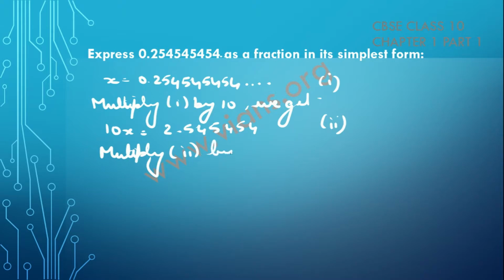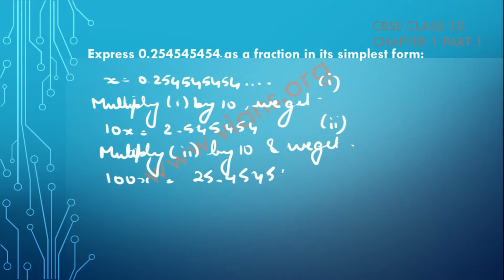We could also multiply 2 by 10, and we get 100x is equal to 25.454545, right? So right now if I subtract this from this, if I subtract 1 from 2, I would get something like 2.3, 29 something. It would go on and on forever because these don't exactly cancel. See, 5 and 2 come along, 4 and 5 will be subtracted, 5 and 4 will be subtracted, 4 and 5 will be subtracted, it will go on forever.